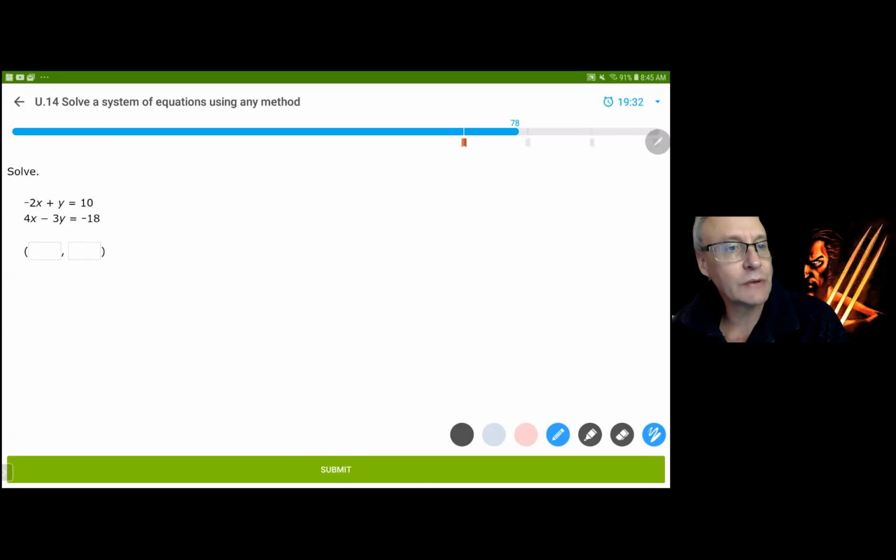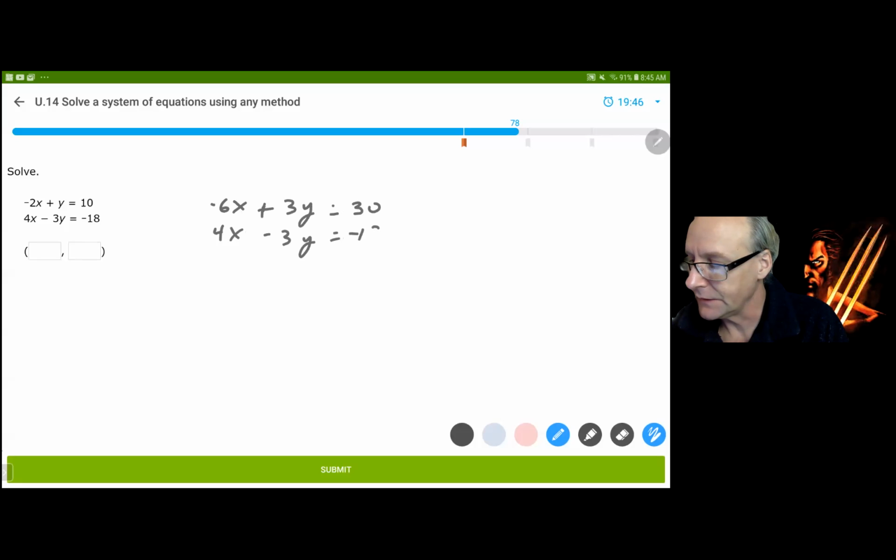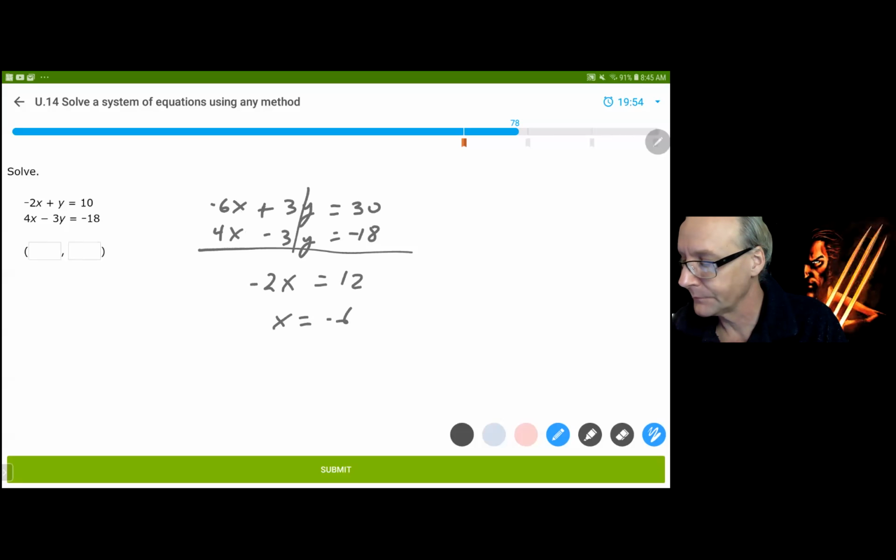I think I'm going to multiply the top equation by 3. That's going to give me negative 6x plus 3y equals 30. And I'm going to add that to my second equation, 4x minus 3y equals negative 18. And I'm going to get negative 2x is equal to 12, and x is negative 6.